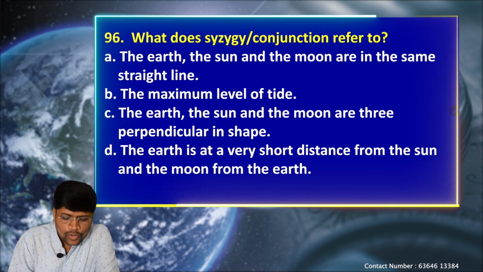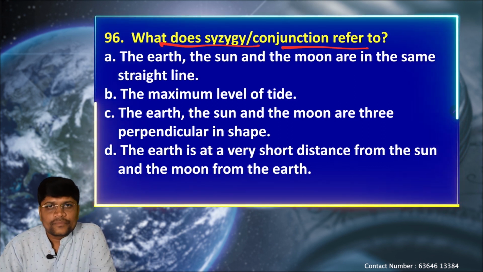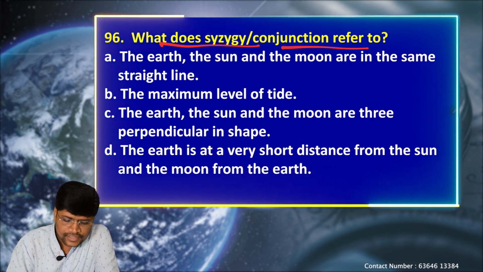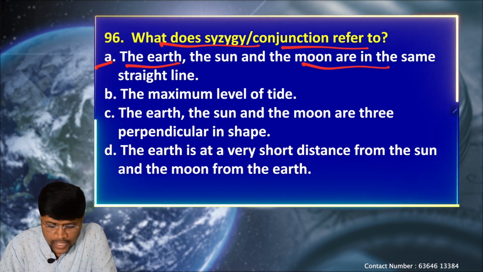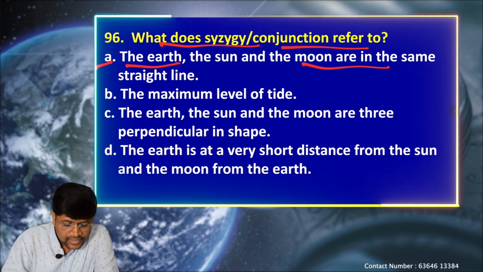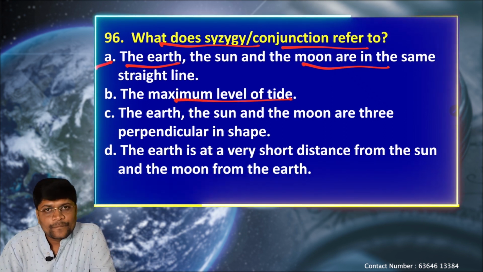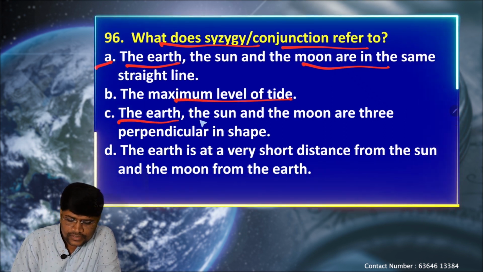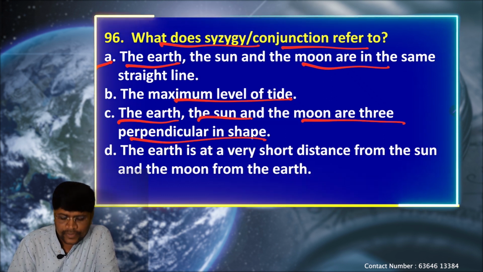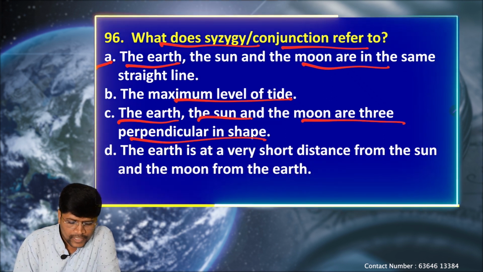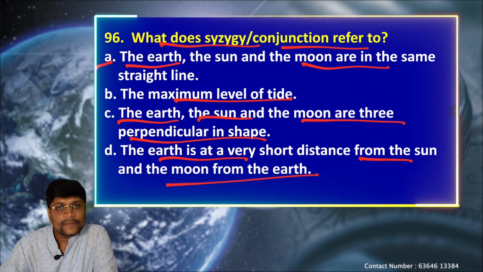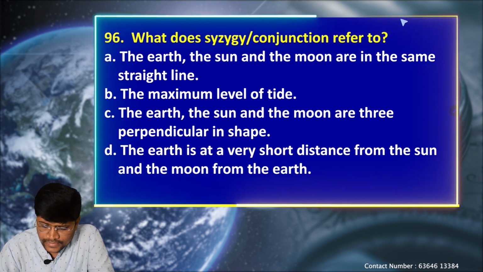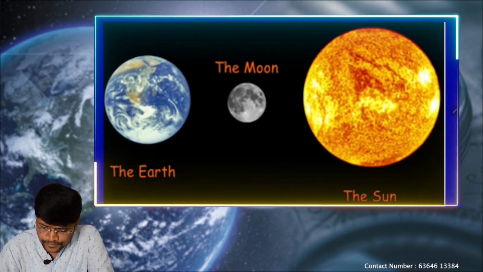Next question, what does syzygy or conjunction refer to? The word conjunction refers to, option A, the earth, sun and the moon are in the same straight line. B, the maximum level of the tide. C, the earth, the sun and the moon are perpendicular in shape. D, the earth is at a very short distance from the sun and the moon from the earth.